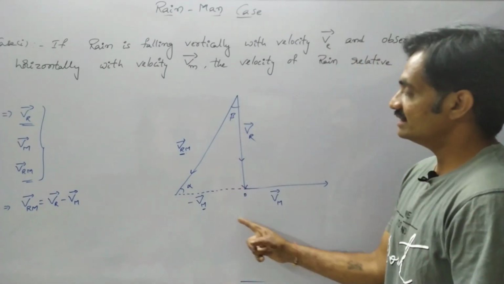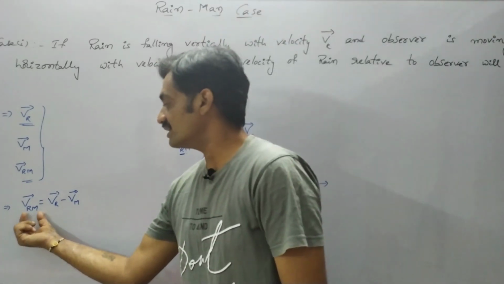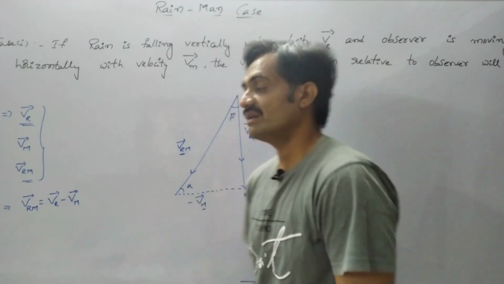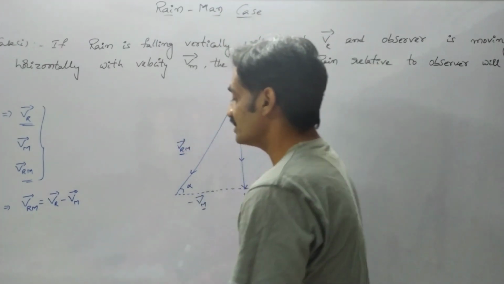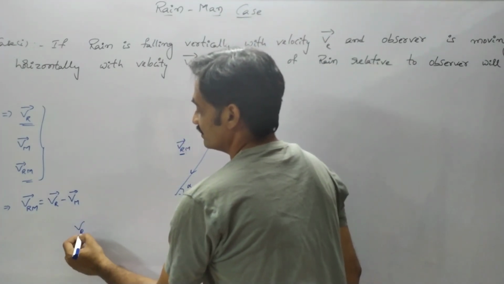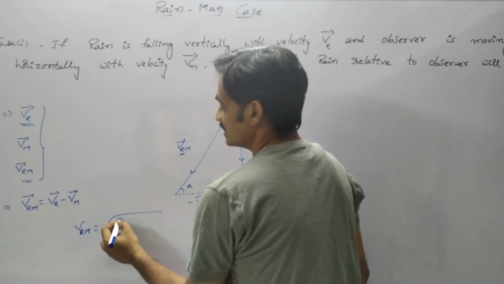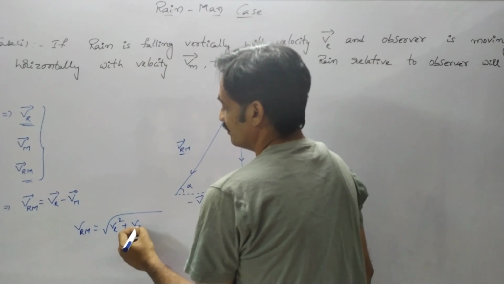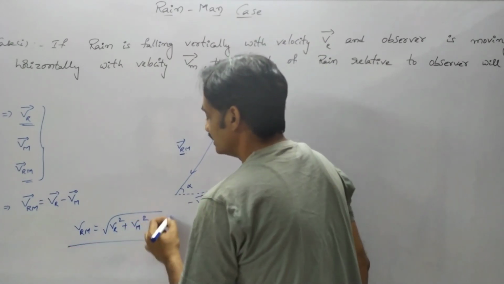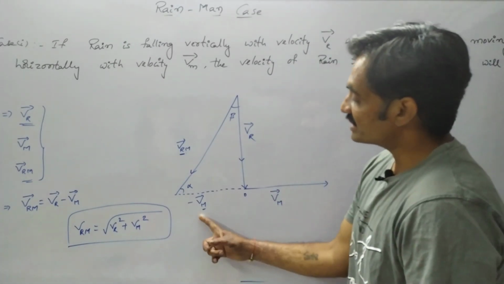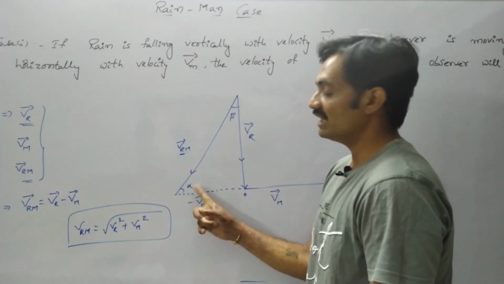So for this case, as you observe, the velocity of the rain with respect to man is equal to the velocity of the rain minus the velocity of the man, whereas the magnitude is given as v suffix rm equals under root of v suffix r squared plus v suffix m squared. This represents the equation of magnitude. Now we have to represent the angle alpha.